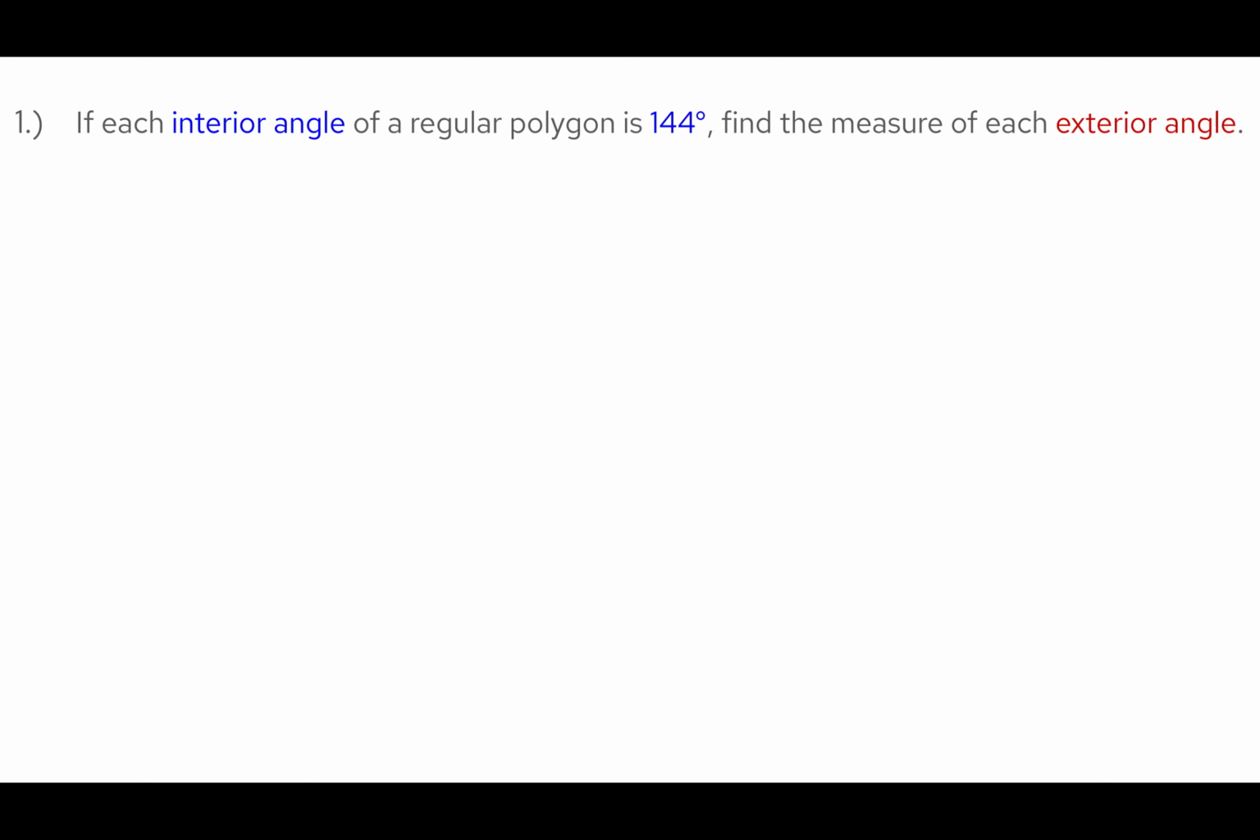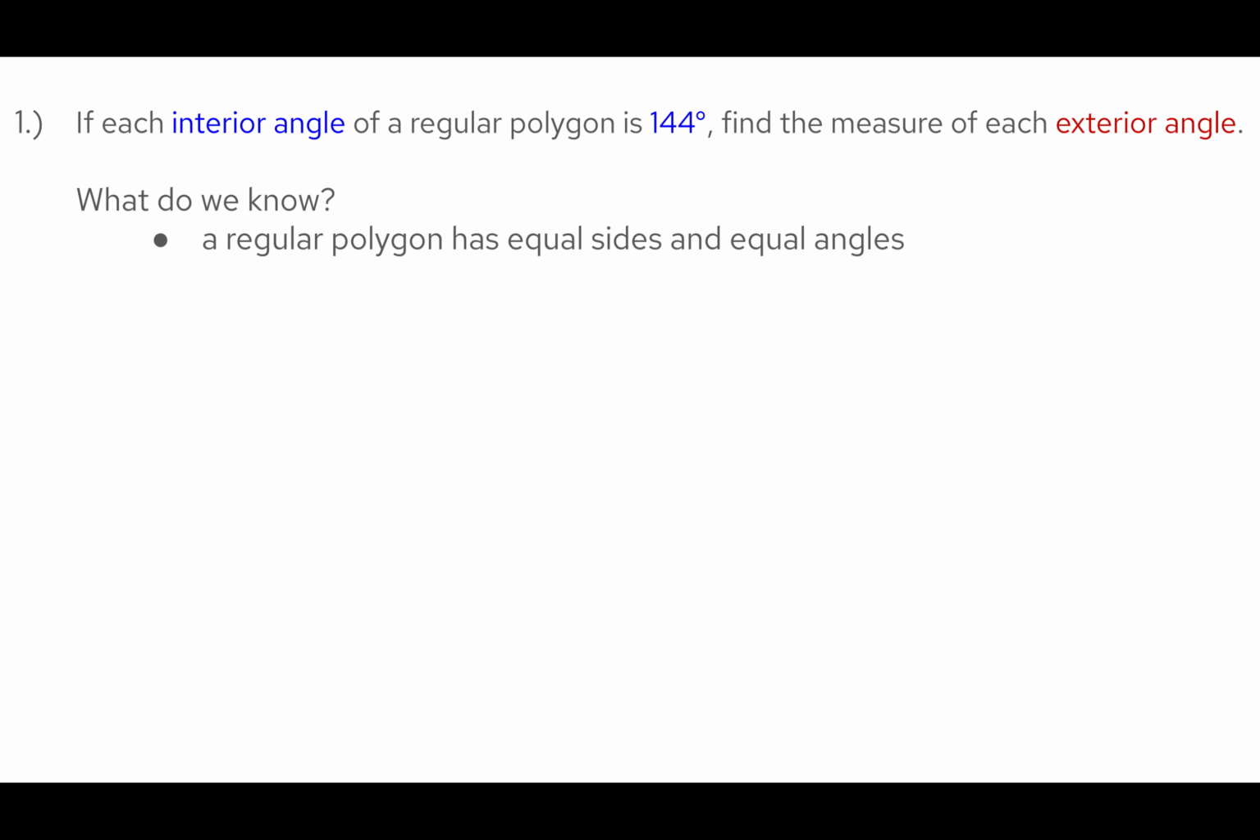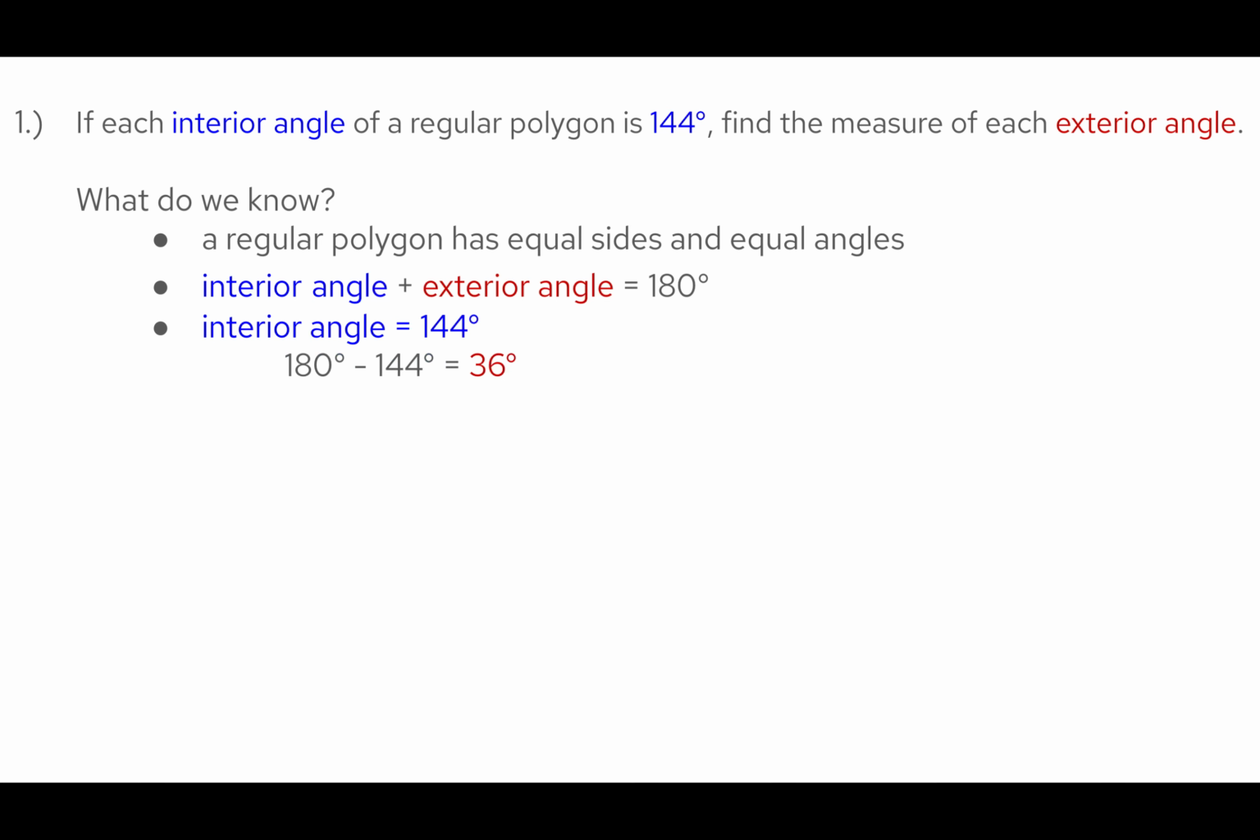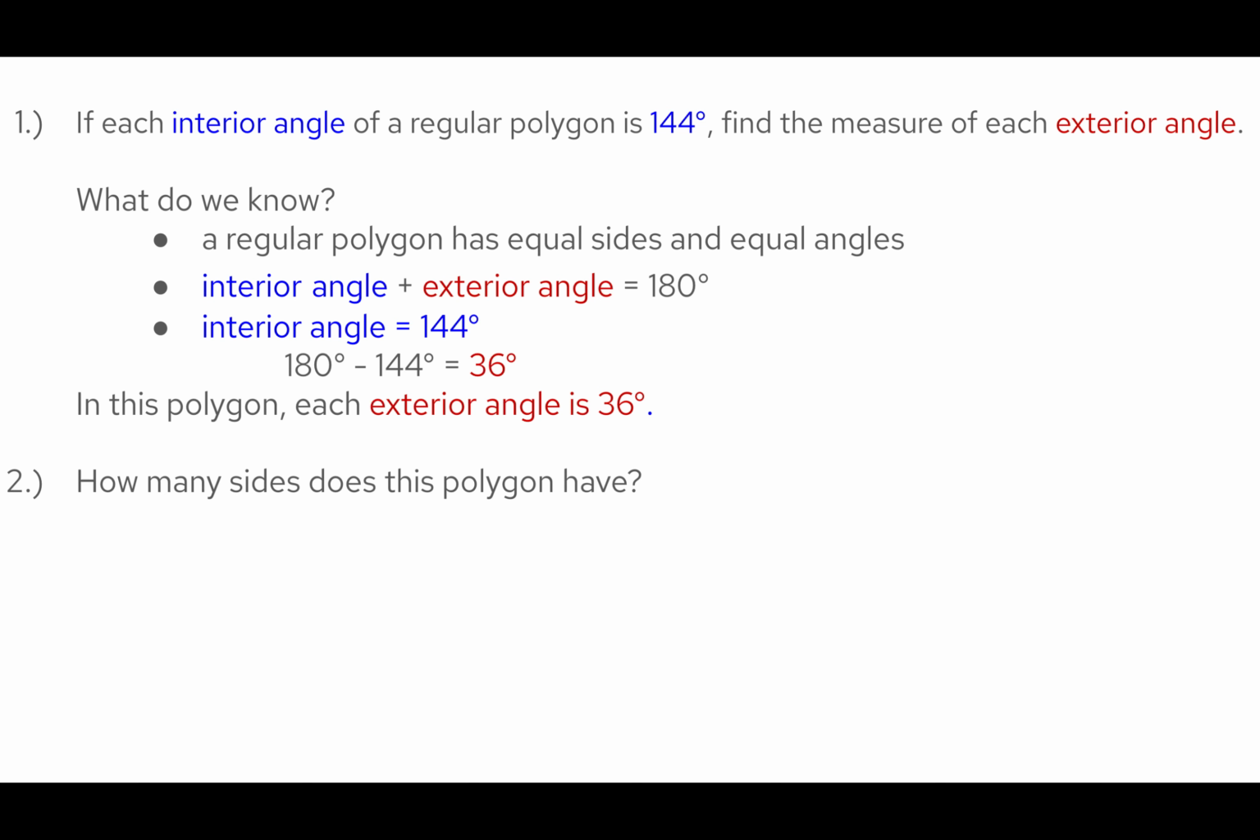Now let's say each interior angle of a regular polygon is 144 degrees. Let's find the exterior angle. So again, what do we know? We know a regular polygon has equal sides and equal angles. We know that if we add the interior and exterior angle, they equal 180 degrees. And we know that the interior angle is 144 degrees. That was given in our problem. So now I need to subtract 180 minus 144 degrees. And that means each exterior angle in this polygon is 36 degrees.